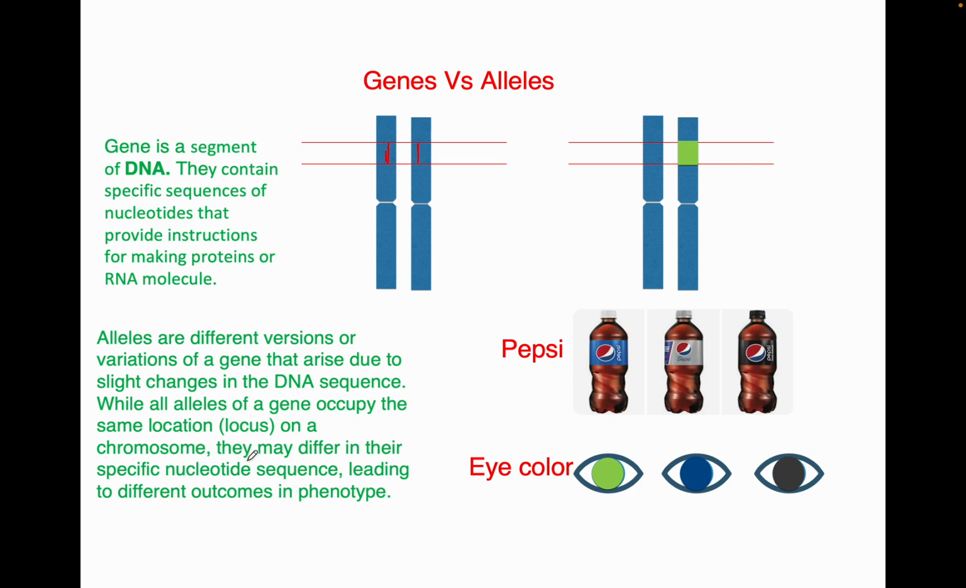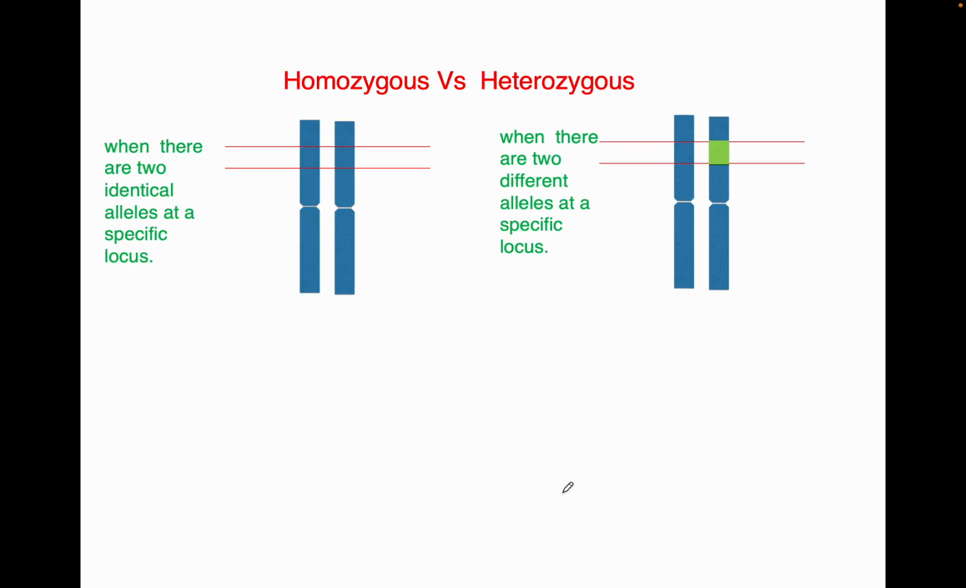While all alleles of a gene occupy the same location on a chromosome, they may differ in their specific nucleotide sequences, leading to different outcomes in phenotype. In other words, we can say that this is one allele and this is another allele of the same gene. When we relate it to Pepsi, for example, Pepsi is a gene, and these different types of Pepsi are alleles. In eye color, these are different alleles of the same gene, eye color.